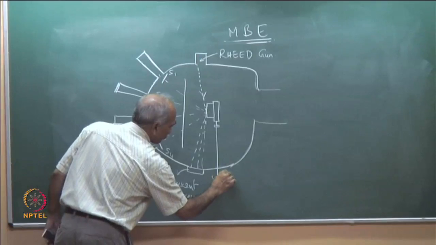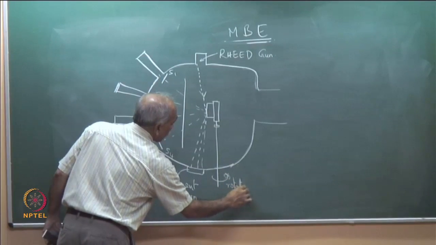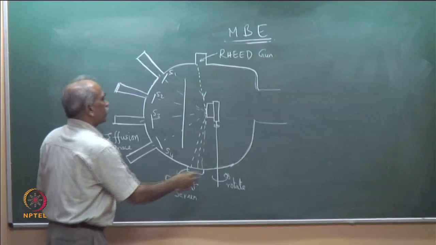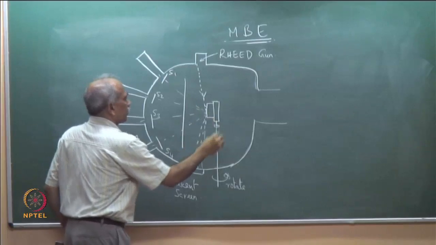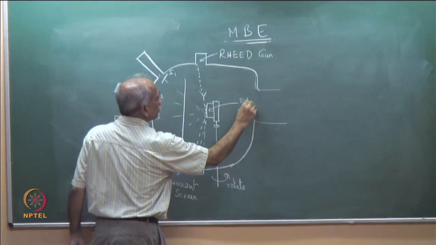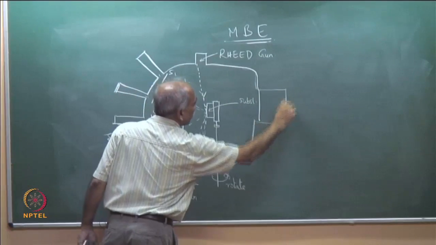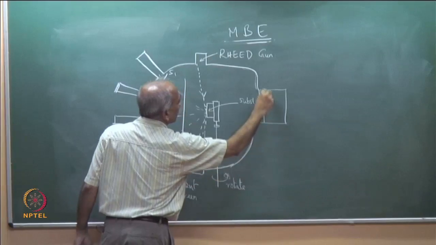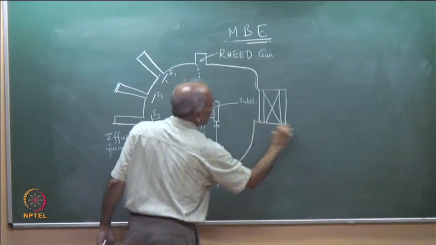This is for rotating mechanism. It is actually rotating in a different way. So, on the substrate, what I have shown is the substrate. This is the substrate. This is loading chamber, the double barrier ultra high vacuum lock.